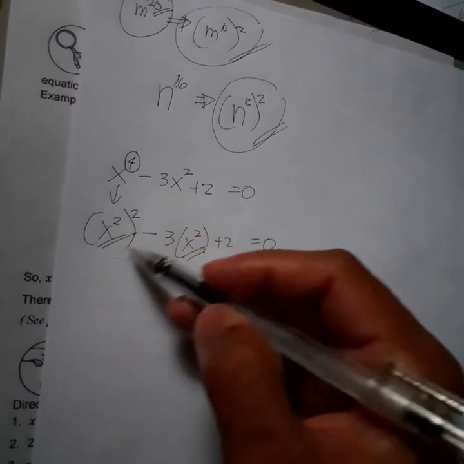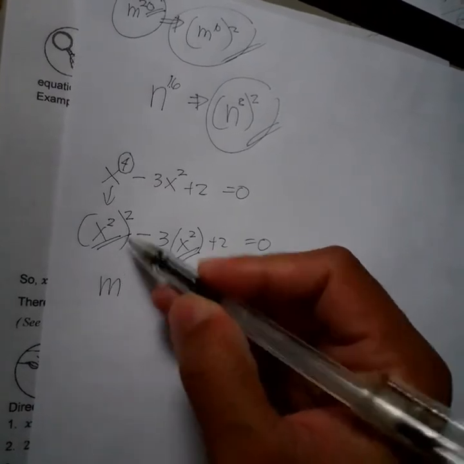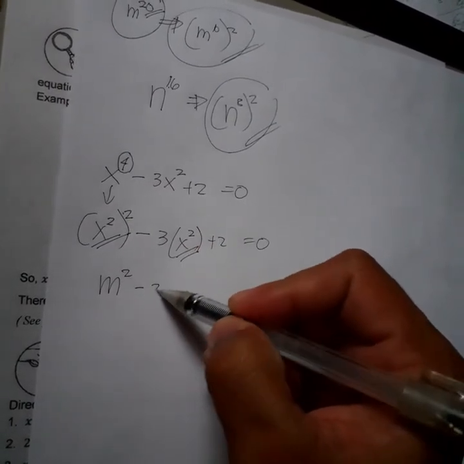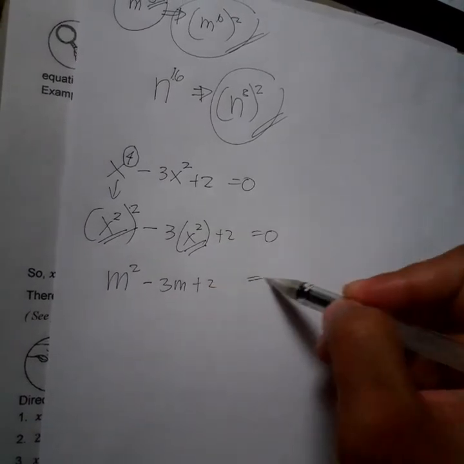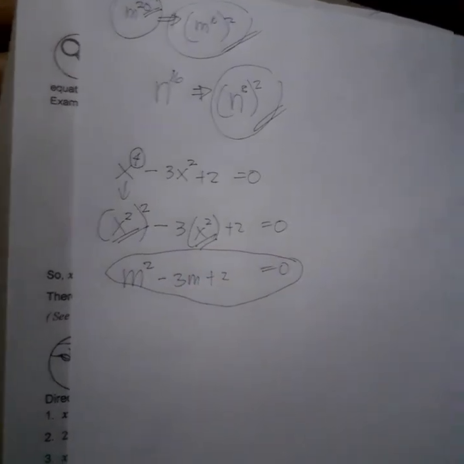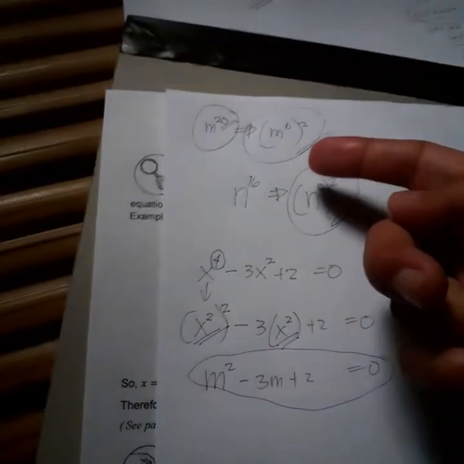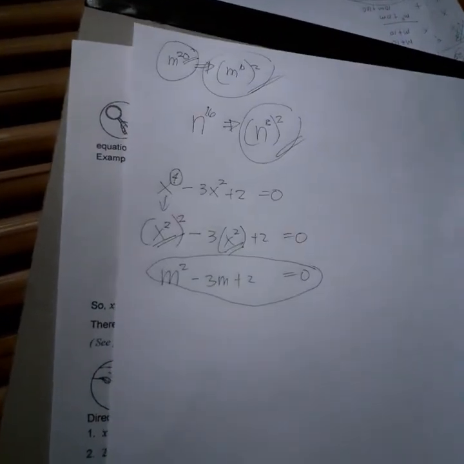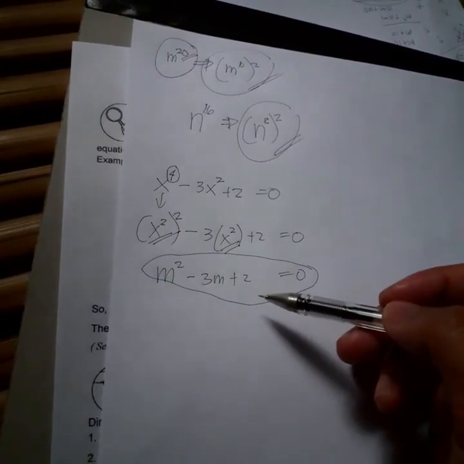So our x squared will be m. So simply, this will become m squared minus 3m plus 2 is equal to 0. Then we have the quadratic form. The given equation is transformable to quadratic form. Then, let's find the roots of the given quadratic equation.